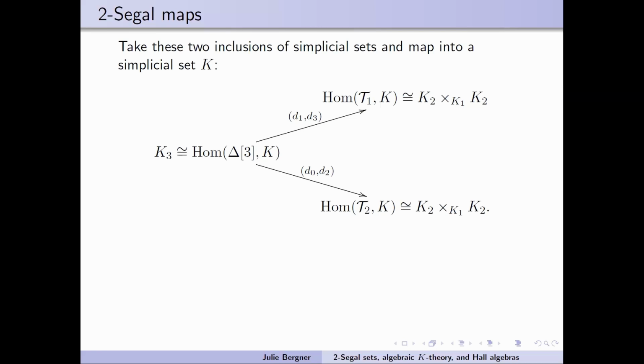And now when I map either of these triangulations in, each of these triangulations is going to pick out the data of two simplices that agree along one simplex. But just using that notation doesn't distinguish them anymore because these are not the same pullback. So I put the maps here.